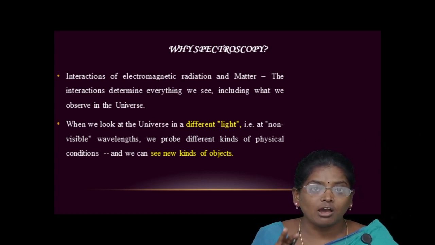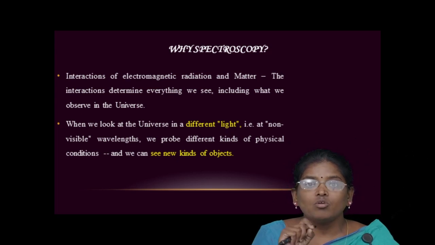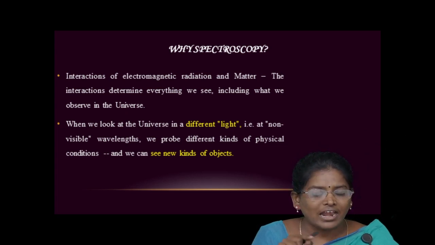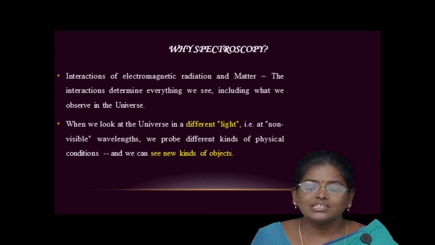Imagine you are in a dark room. What information can you gather from the objects? You can only feel the objects, right? You cannot see the objects, you can only feel them. By that feeling, what information can you convey? You can convey whether the object is spherical or circular or square in nature. That is, you can convey only the geometrical information.